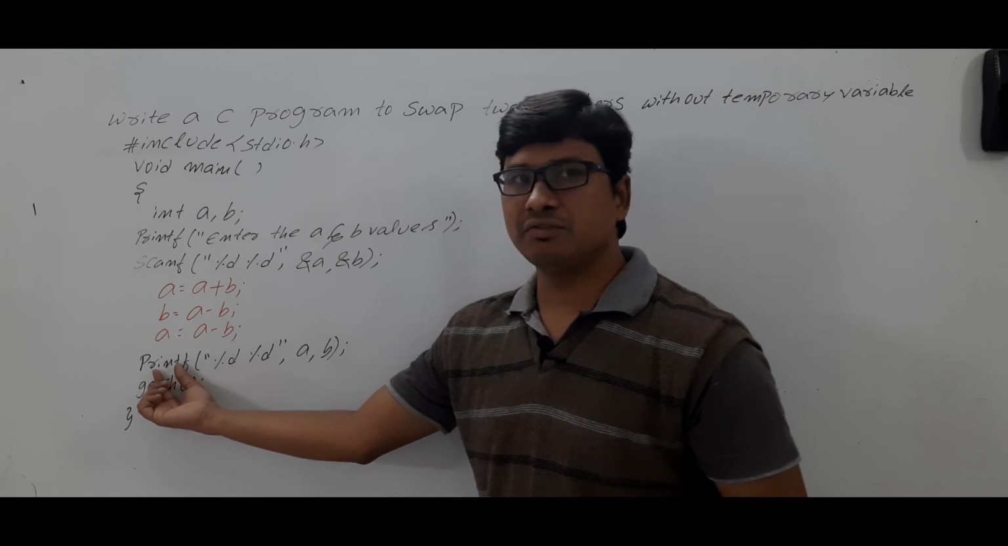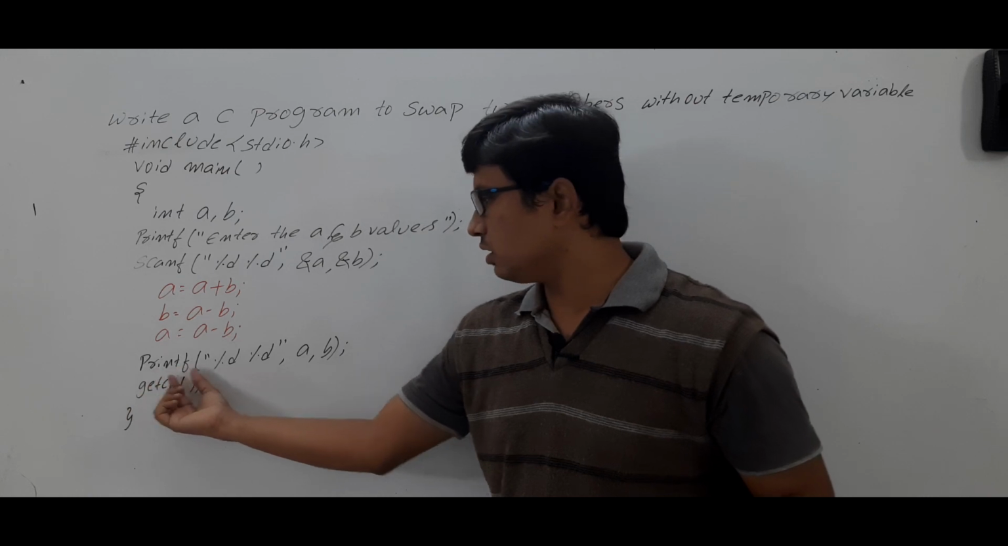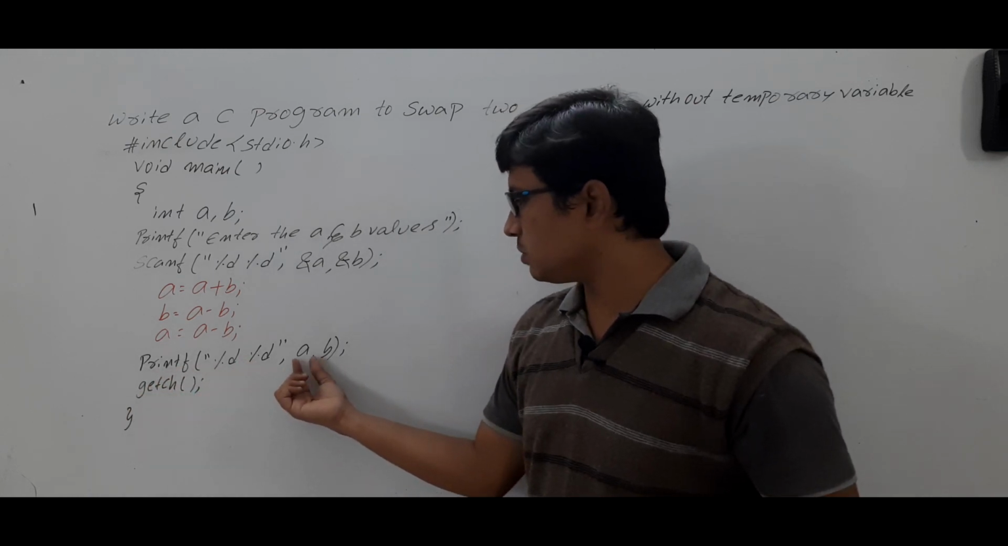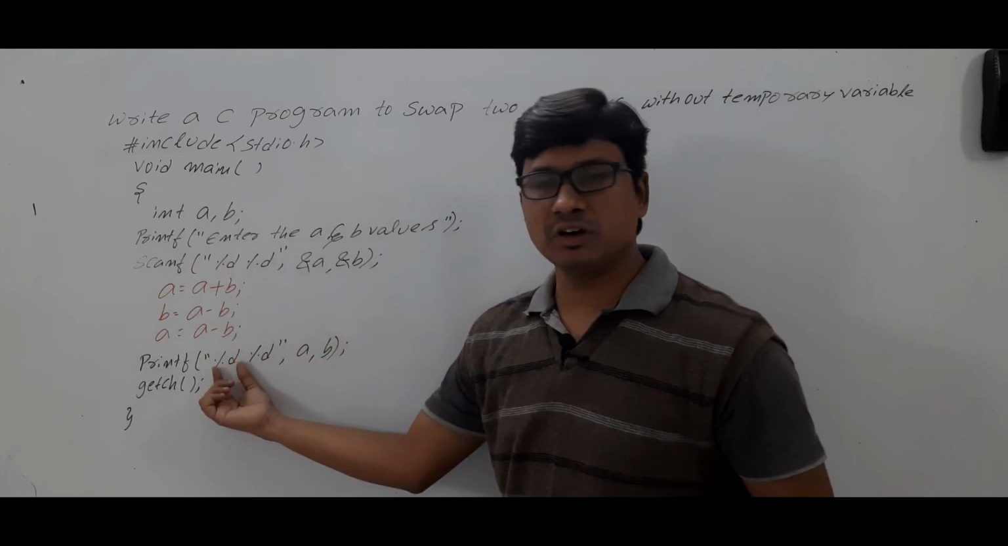Now what is this printf function? This printf function is to display the output on the console. Now what values do you want to display? A value and B value. They are integers, so that's why I'm using the format specifier called %d.